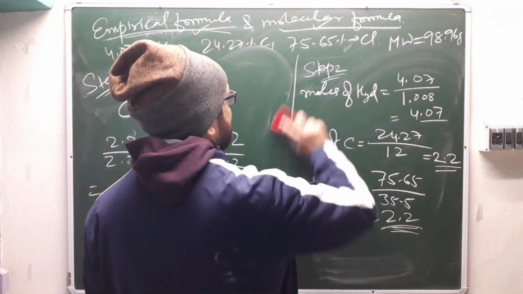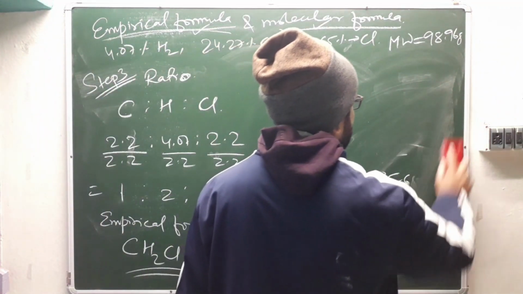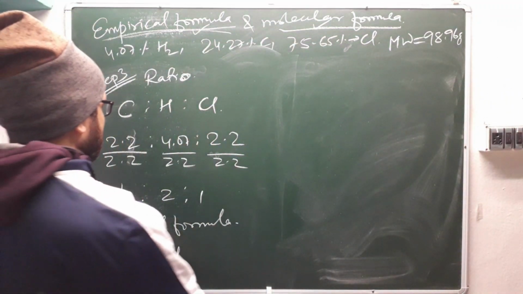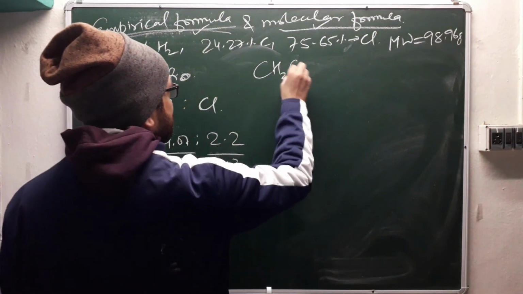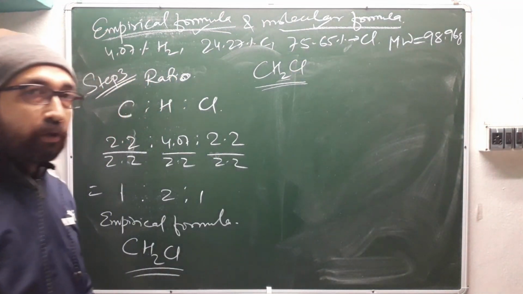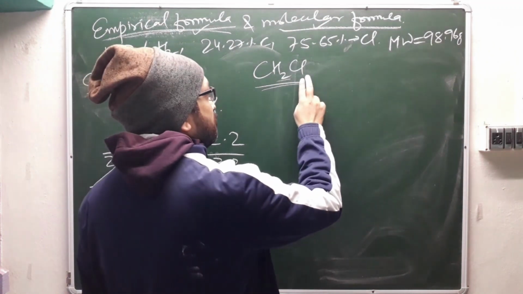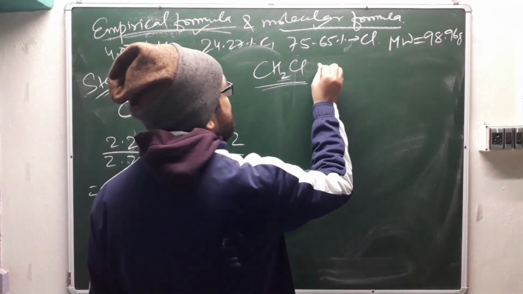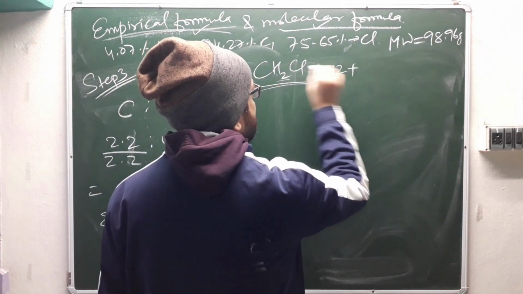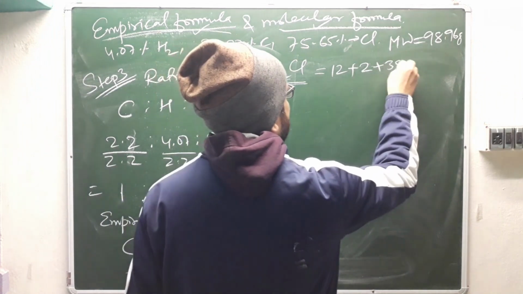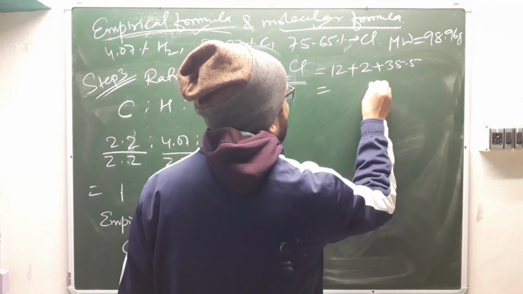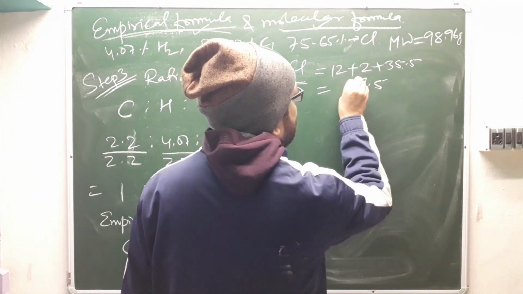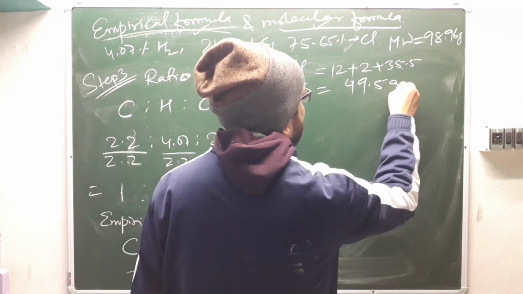Now how are we going to convert this to the molecular formula? Let's see. Simply take CH2Cl, which we have got. Now what you have to do is calculate the molecular weight of this empirical formula. How much is it coming? For carbon it is 12, plus 2 hydrogen so 2 gram, and then 35.5. So 49.5 gram it is coming, right?